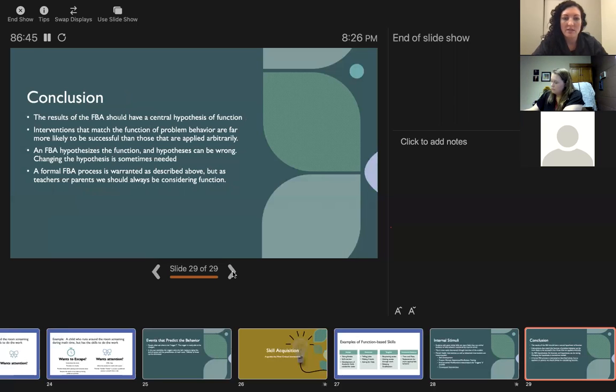So I think this is the last slide. In the conclusion, the results of the FBA should have a central hypothesis of function. Interventions that match the function of problem behavior are far more likely to be successful than those that are applied arbitrarily. An FBA hypothesizes the function, and hypotheses can be wrong. Changing the hypothesis is sometimes needed. And a formal FBA process is warranted, as described previously.